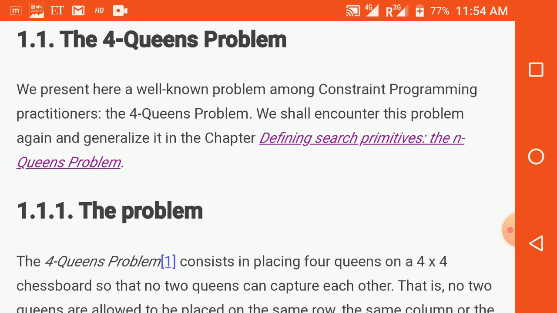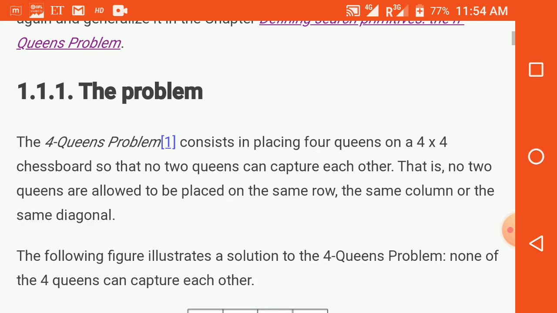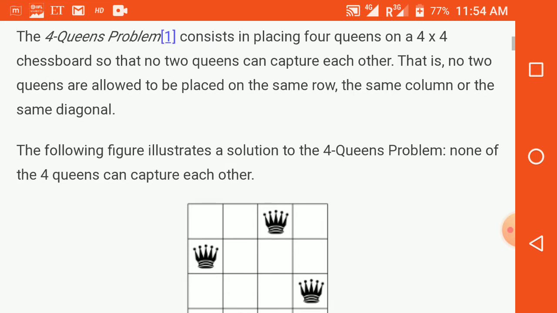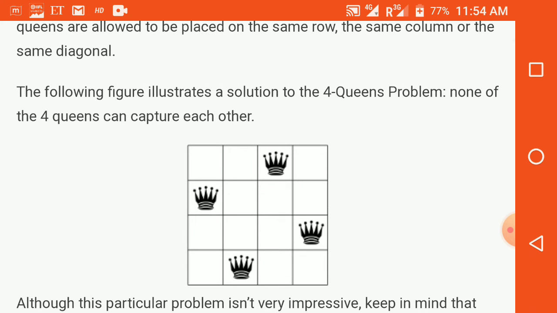Today I am discussing a graph theory problem, the n-queen problem. The problem is that there is a chessboard, 4 cross 4 or n cross n, any chessboard, and you have to place n number of queens in this manner: no two queens will be placed in the same row, same column or same diagonal.